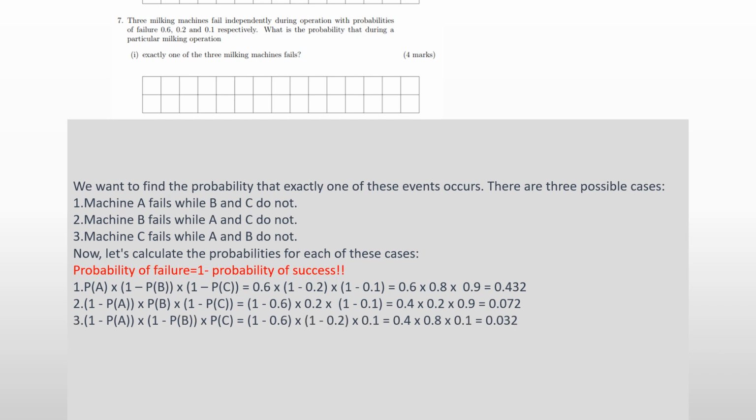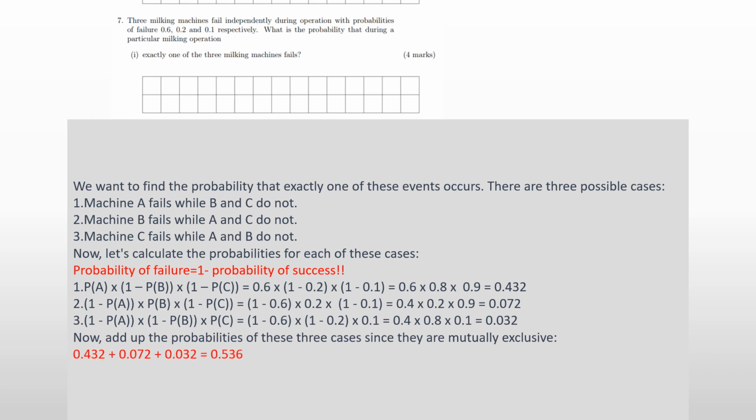And the last scenario: A doesn't fail, B doesn't fail, and then C fails. So C is the only one that fails, so 0.1, and then B doesn't fail, 0.8, A doesn't fail, 0.4. Multiply those, I get 0.032. So I have the probability for the three scenarios that I put up, and then I just add them up, because it's either that happens, or number 2 happens, or number 3 happens, right? So I add them up because they're mutually exclusive. I add that up, I get 0.536. So that's the chances of exactly one of those 3 failing.